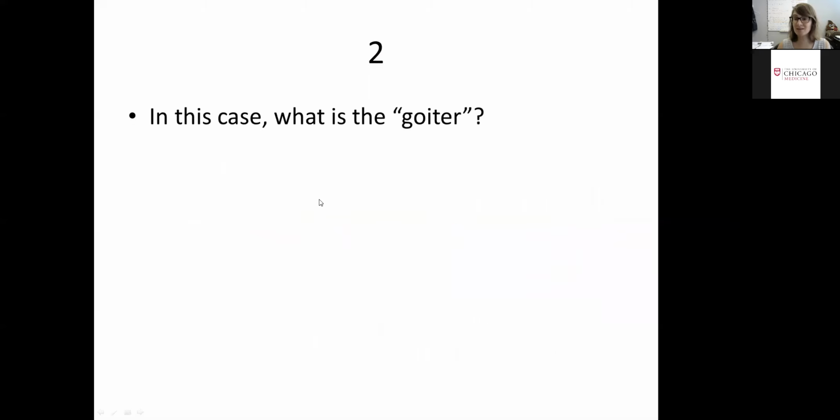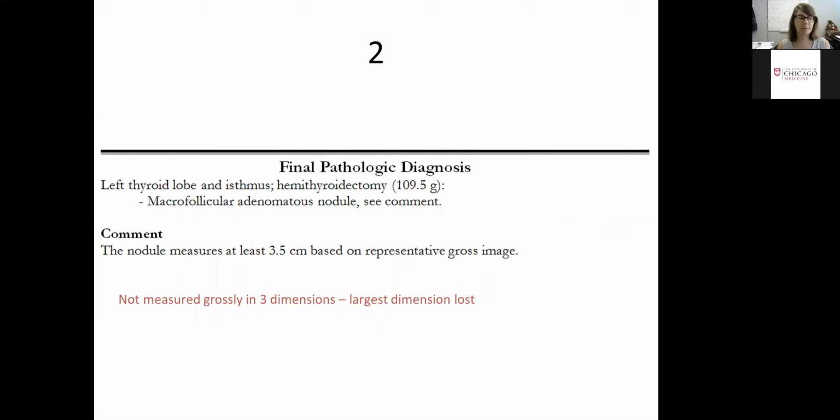Okay. So in this case, what is the diagnosis? Again, we're going to make a diagnosis of macrofollicular adenomatous nodule. Macro because the follicles are large and full of colloid. And again, we're going to go back and measure it from that gross photograph. The nodule measures at least 3.5 centimeters based on representative gross image. Again, not measured in 3 dimensions, largest dimension lost.